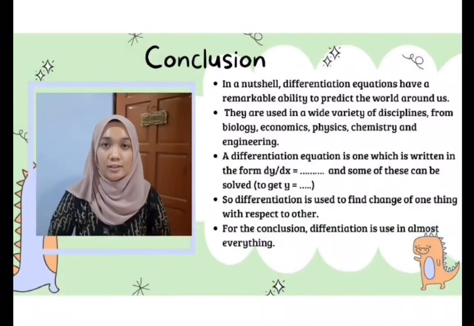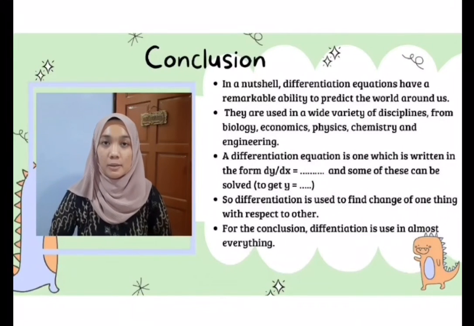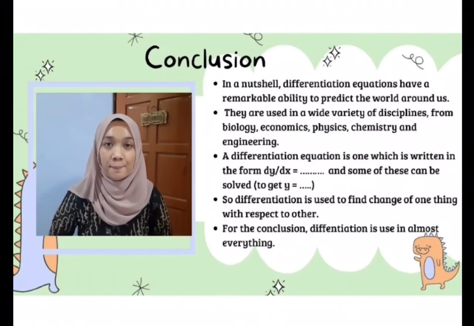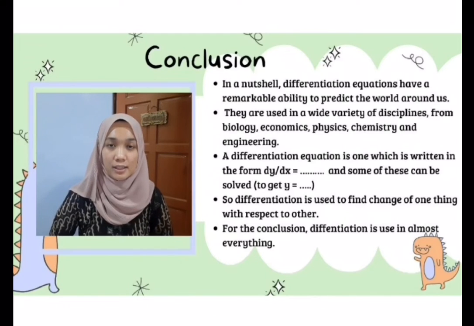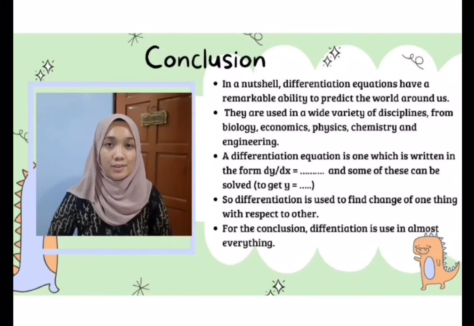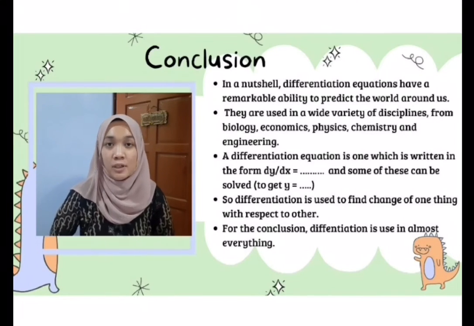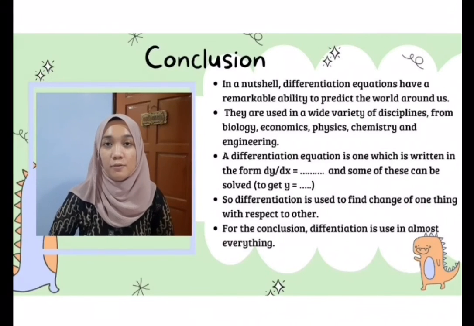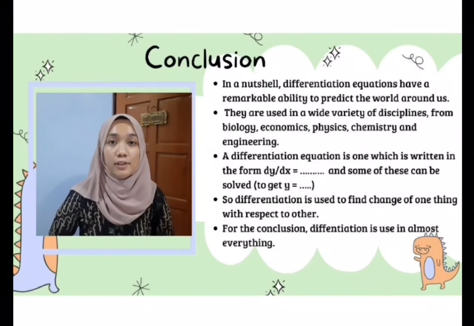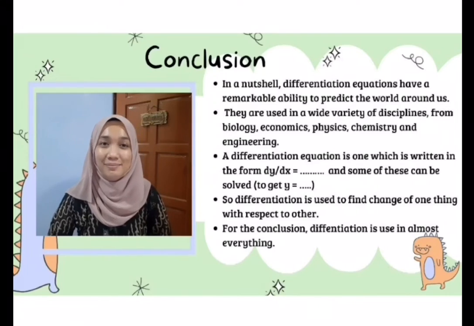In conclusion, in a nutshell, differentiation equations have a remarkable ability to predict the world around us. They are used in a wide variety of disciplines from biology, economics, physics, chemistry, and engineering. A differentiation equation is one which is written in the form dy over dx equals something, and some of these can be solved to get y. So differentiation is used to find the change of one thing with respect to another. For the conclusion, differentiation is used in almost everything that we do in our daily life. That's all from me. Thank you.